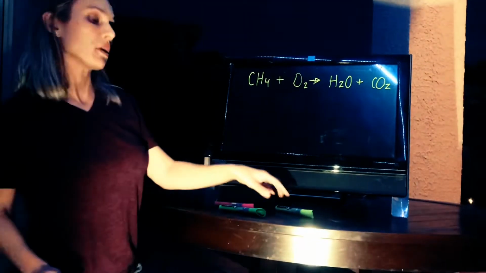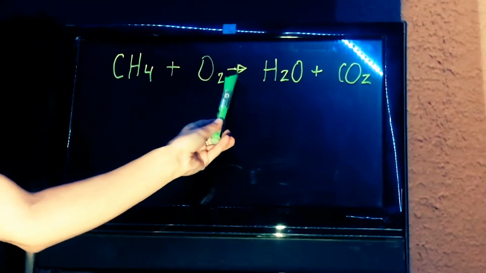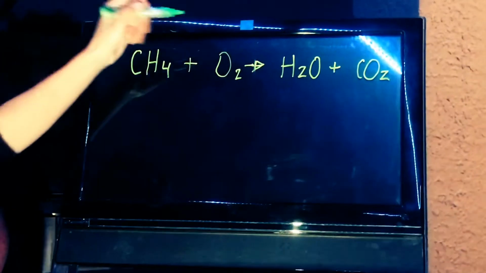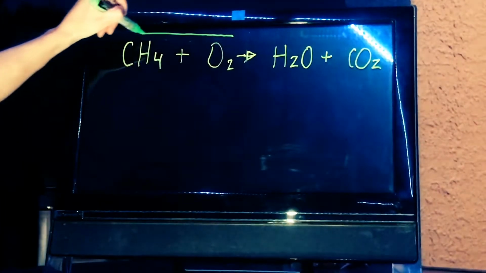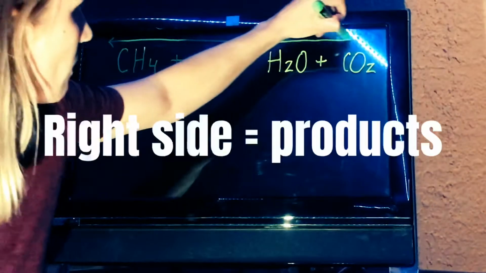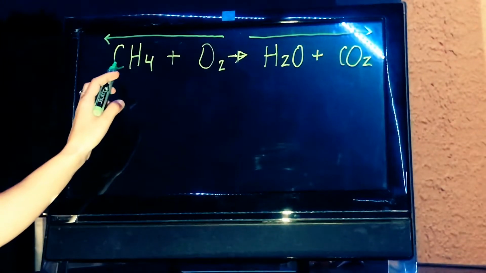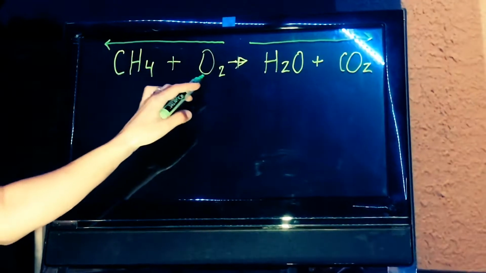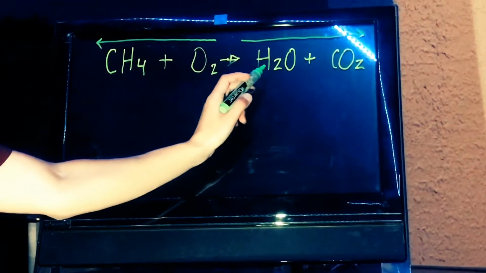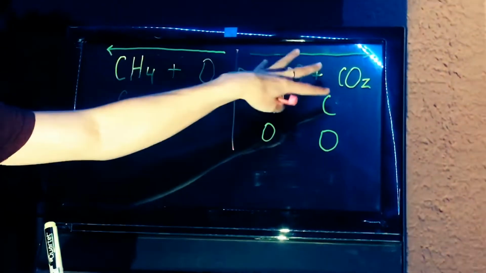If you look at the chemical equation, there is one important sign. This is your yield arrow. Yield arrow serves as an equal sign. The left side of the chemical equation is called the reactant, and the right side of the chemical equation is called the product. I have two reactants, CH4 and O2, and I have two products, H2O and CO2. Split up your parts, your reactant and your product.